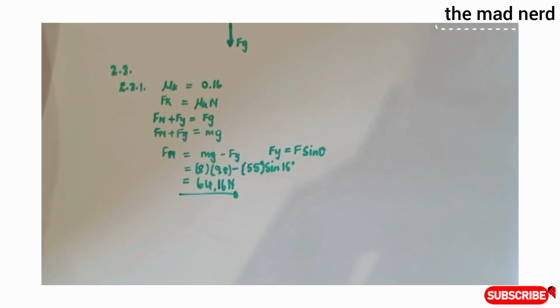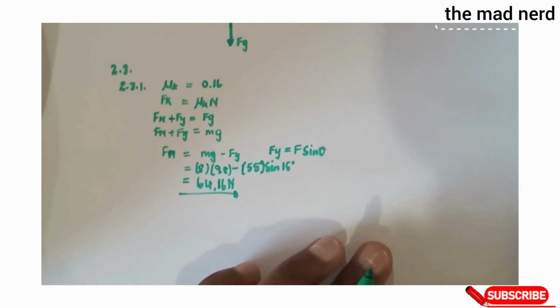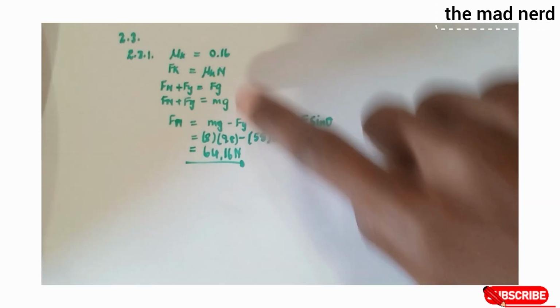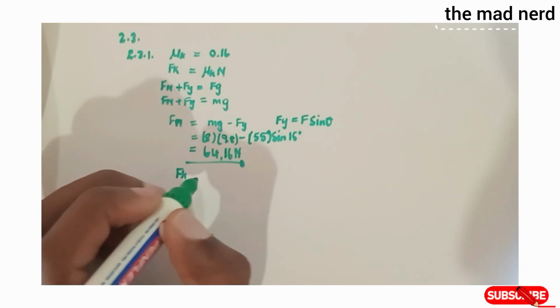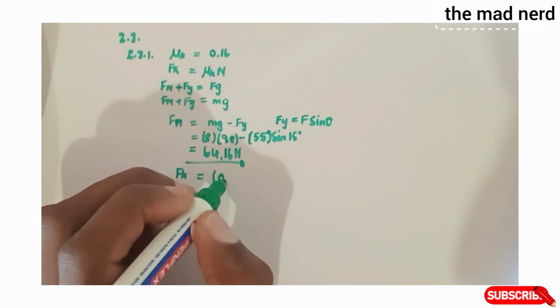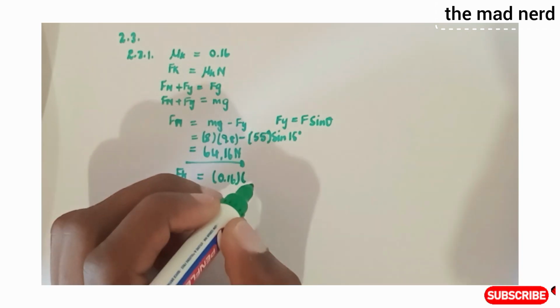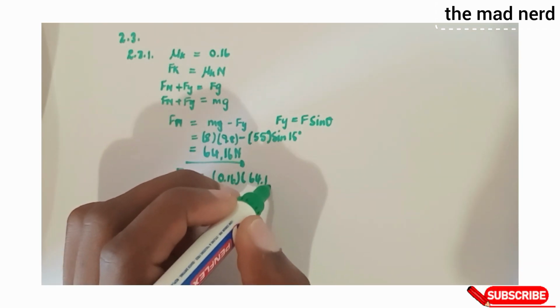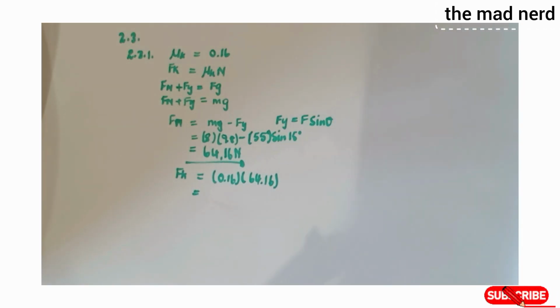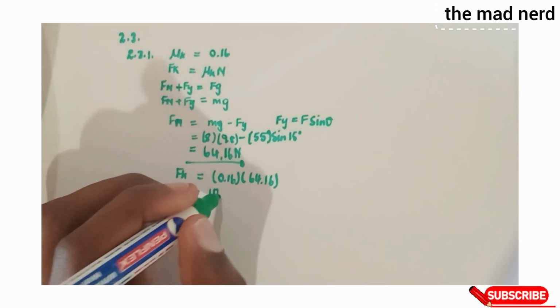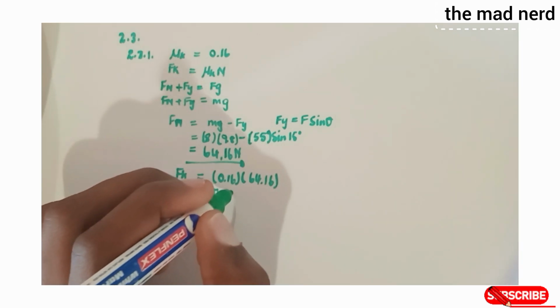Now we can go back to the equation Fk is equal to mu k times N. So Fk is equal to 0.16 times 64.16. Let's find out the value for Fk. It's 0.16 times 64.16, and our frictional force is 10.227 newtons.